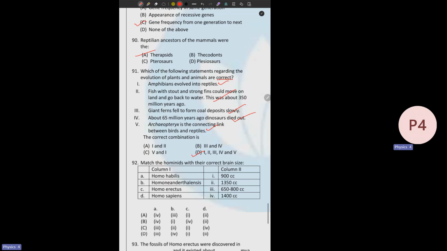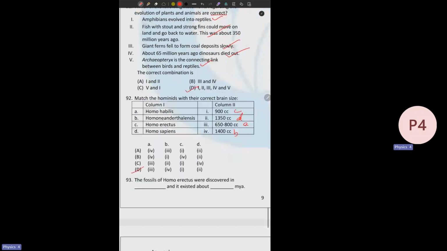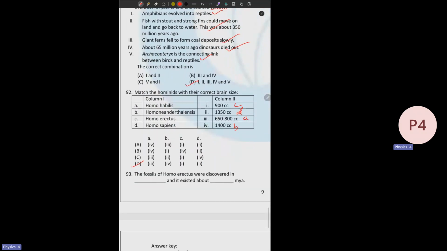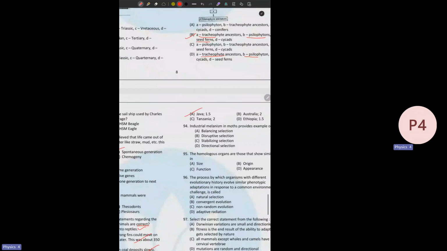Match the following. Homo habilis will go with 650 to 800 cc. Homo neanderthalensis will go with 1400 cc. Homo erectus will go with 900 cc, and Homo sapiens will go with 1350 cc. So here the correct option is D. And you can see that Homo habilis has the smallest brain cranial capacity. The fossils of Homo erectus were discovered in Java, and it existed about 1.5 million years ago. So here A is the correct option.